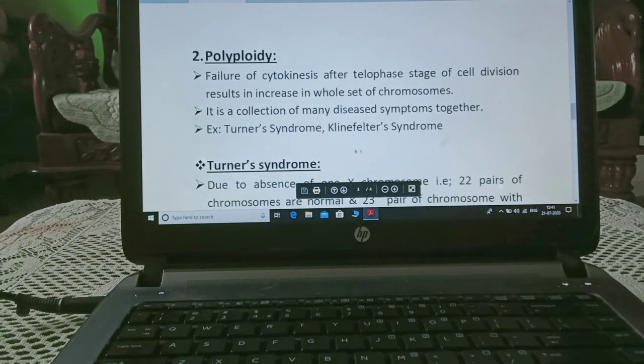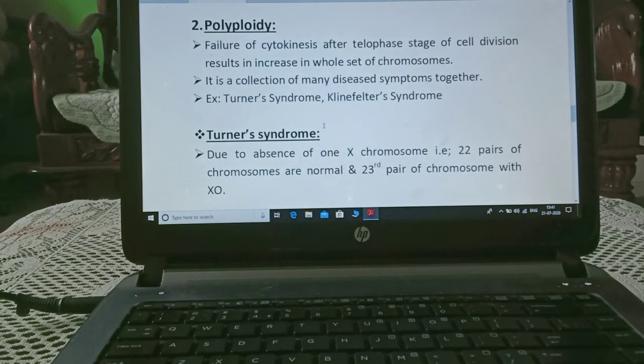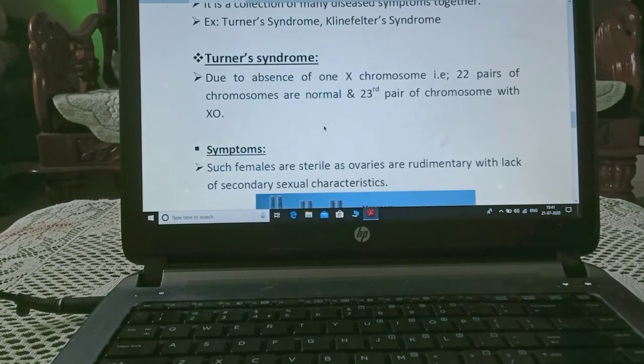Now polyploidy: failure of cytokinesis after the telophase stage of cell division results in an increase in the whole set of chromosomes. Cytokinesis means division of cytoplasm, and it is a collection of many disease symptoms together. Examples are Turner syndrome and Klinefelter syndrome. Let us start with Turner syndrome.